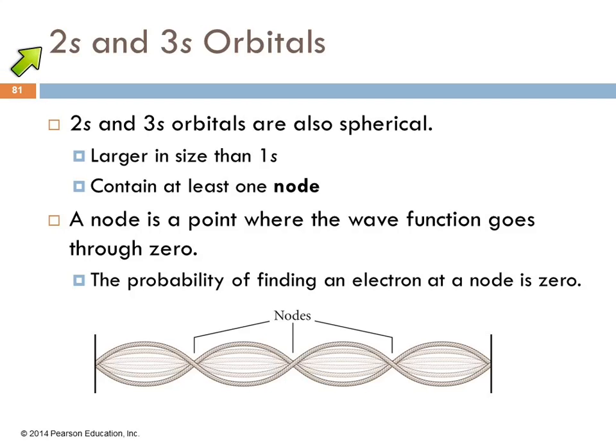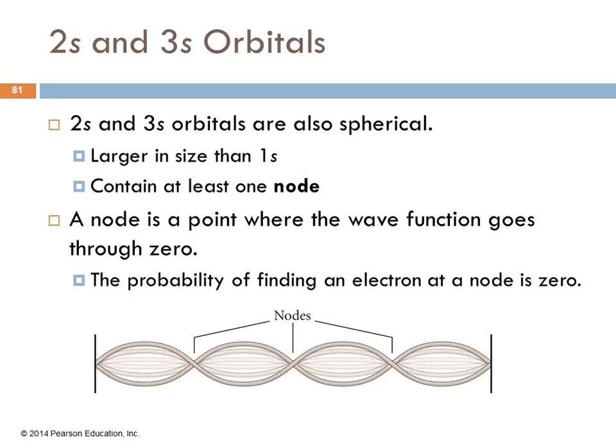2s and 3s orbitals contain at least one node. What is a node? A node is where a wave function goes through 0. One way to think about these orbitals is that they're basically like standing waves. I don't know if you've ever done this experiment. If you get two people holding a rope or a string and you shake it just right, you can get a standing wave set up where the rope is going up and down, but there are points where the rope isn't moving at all. And it's a standing wave.